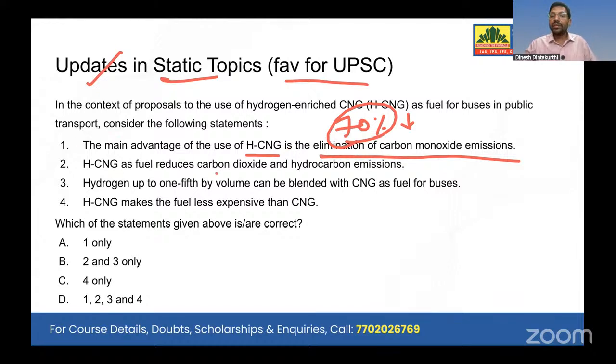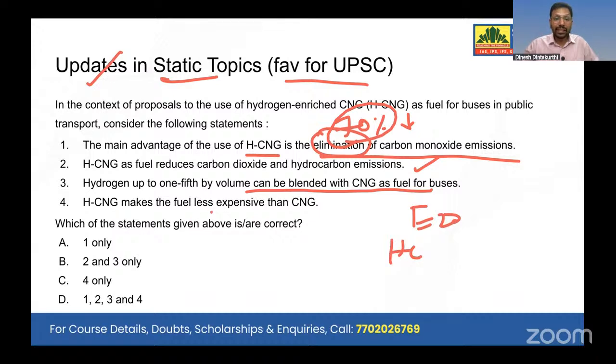HCNG as a fuel reduces carbon dioxide and hydrocarbon emissions. Yes, it reduces. As I said, the keywords also play a very important role. We go with the trend. Okay, this particular option is about reducing carbon monoxide. Obviously hydrogen means carbon content will be less, so we go with that. Hydrogen is up to 1/5 by volume and can be blended with CNG as fuel for buses. Yes, as we have E20 for ethanol blending, we have HCNG for hydrogen blending.